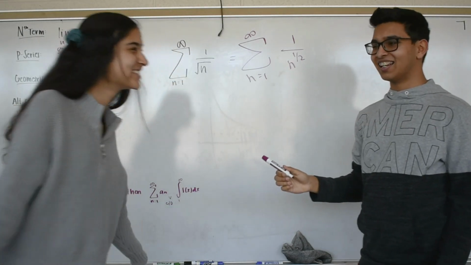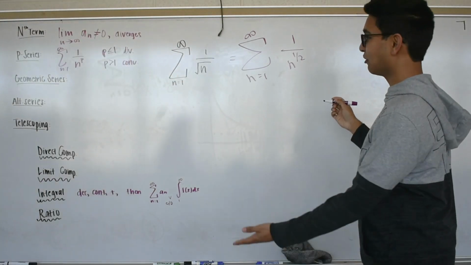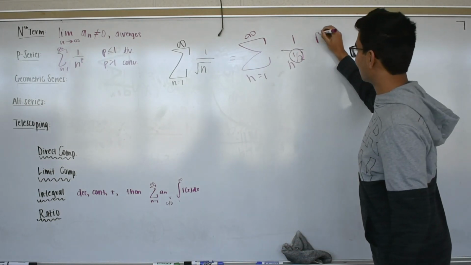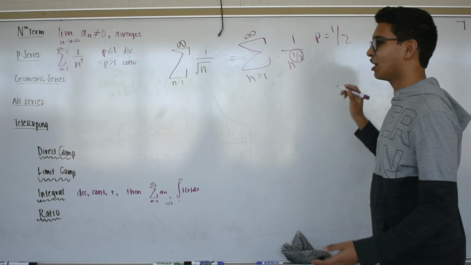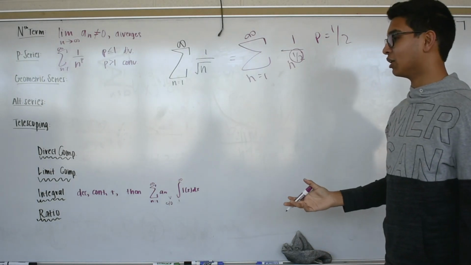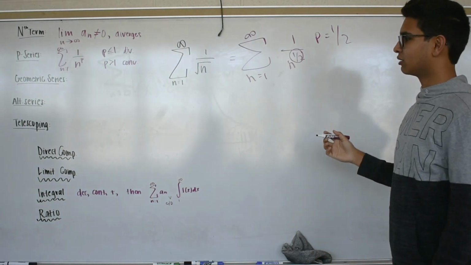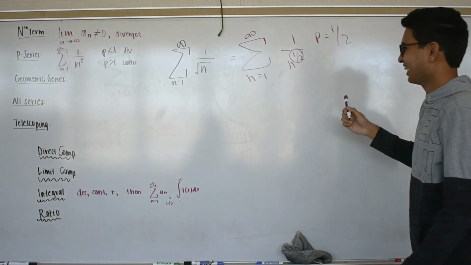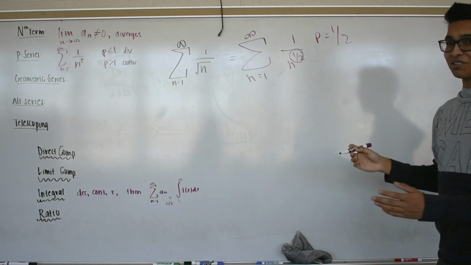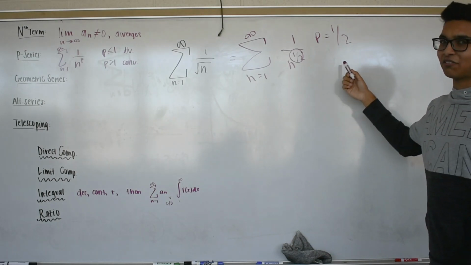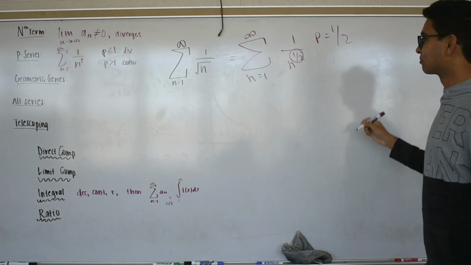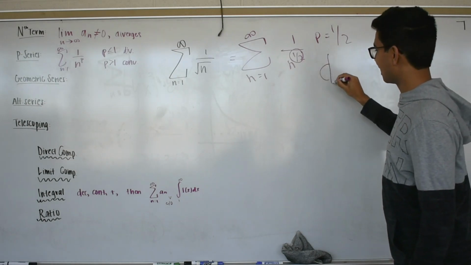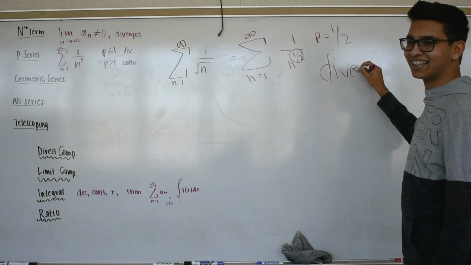Wow, thank you. No problem. Now we can look at this p-value right here. Since the p-value is equal to 1/2 and 1/2 is less than 1, we know that this series diverges.